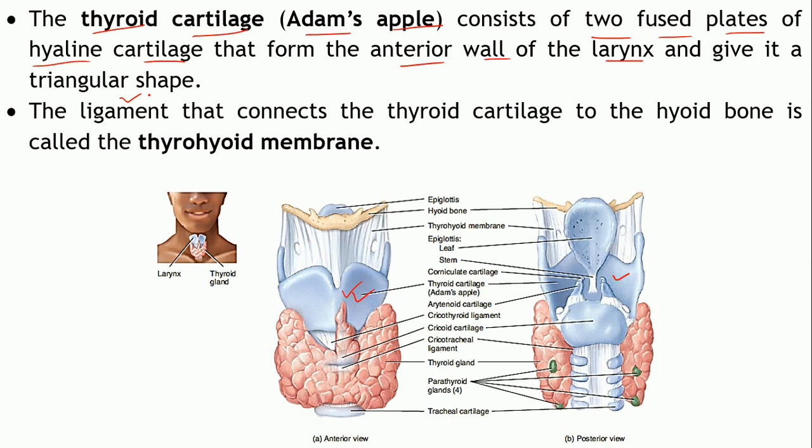Okay. Now, this particular membrane, that is thyrohyoid membrane, this is the one. What does the name imply? Thyrohyoid membrane. So, what it will be? From the name it is very clear that it is the ligament which is connecting the thyroid cartilage to the hyoid bone.